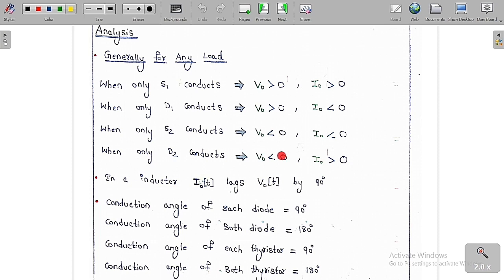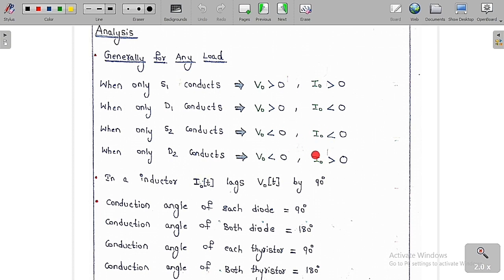So output voltage is negative and the output current is also negative, whereas only when D2 conducts, that means if you turn on D2, we can simply say that the output voltage is negative and the output current is positive. So these are the things that you need to know from the circuit diagram.